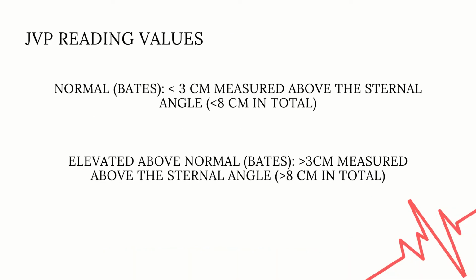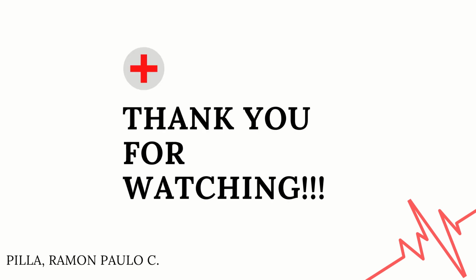Here are the JVP reading values. A reading of less than 3 cm above the sternal angle is considered normal, whereas a reading of more than 3 cm measured above the sternal angle is considered to be elevated above normal. And that sums up the steps for measuring the jugular venous pressure.